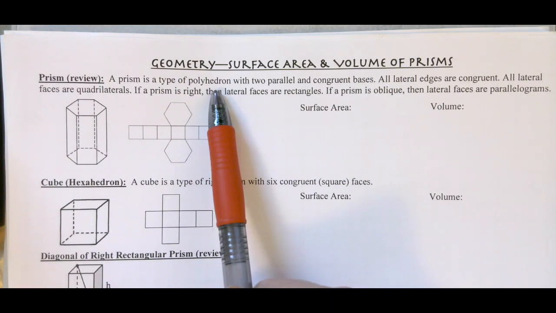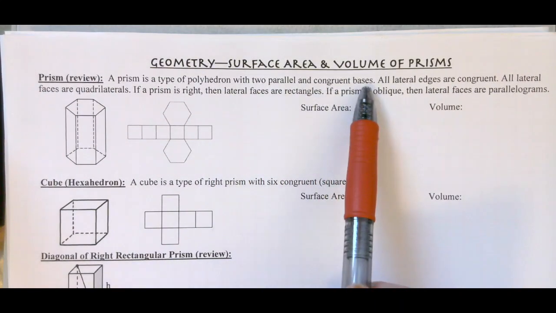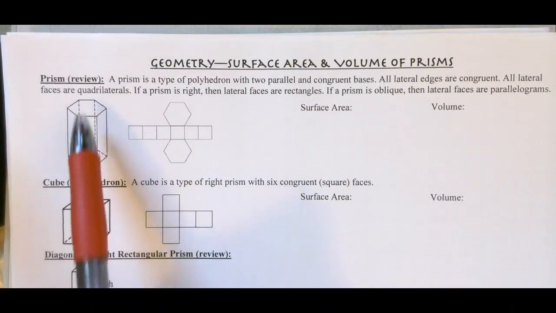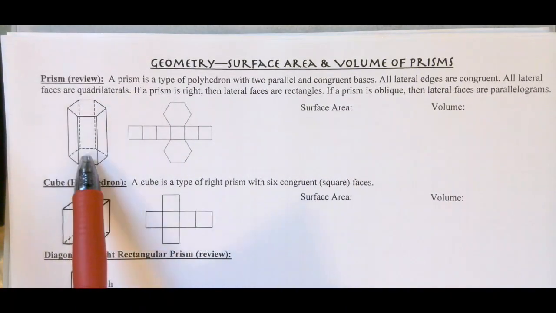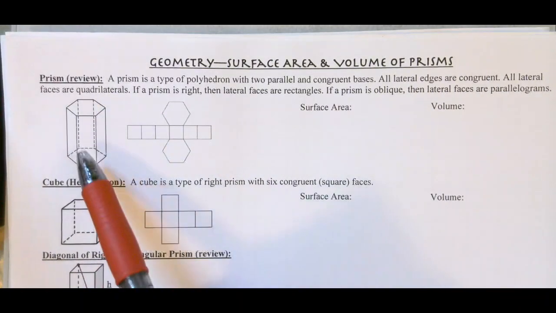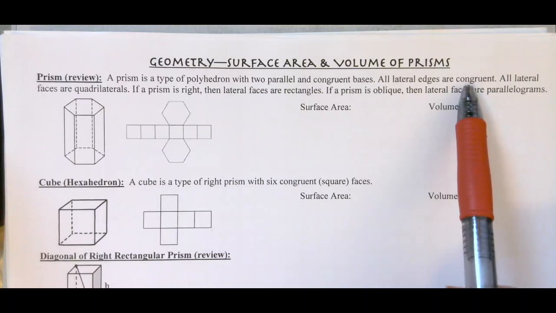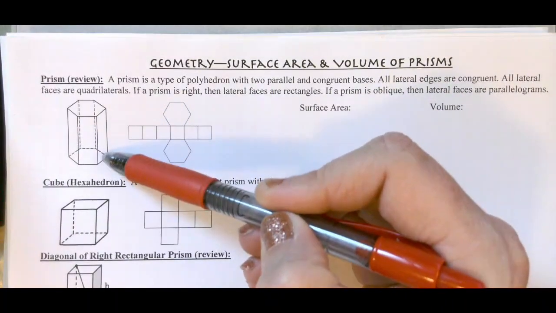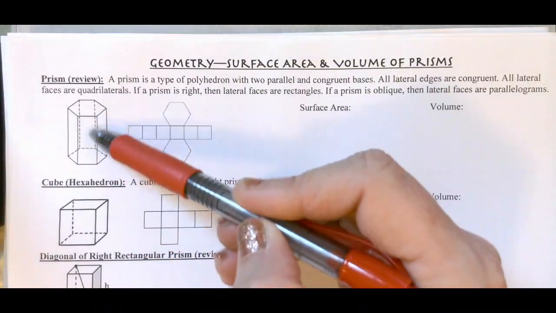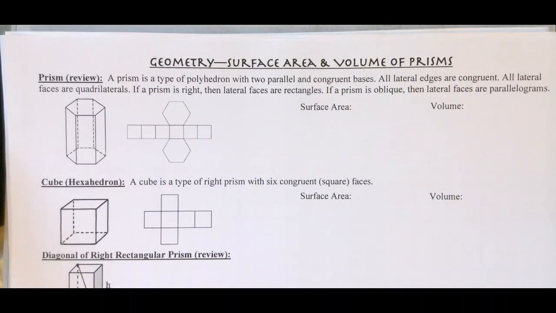They have edges with two parallel and congruent bases. So here in my example, these are your parallel congruent bases. Since these bases are parallel, those lateral edges that connect them, so here's a lateral edge right here, have to match every other lateral edge. They have to be congruent.